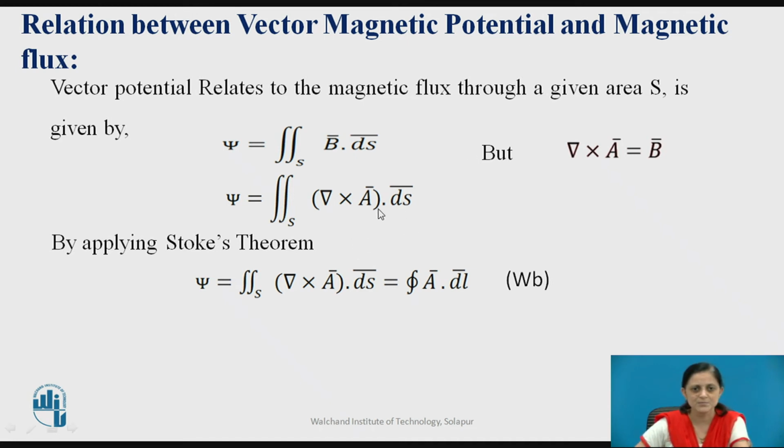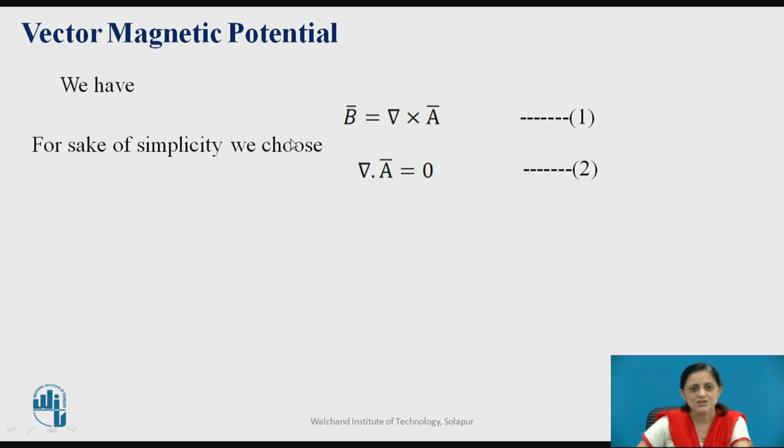This equation can be written as a single integration over the closed length, A bar dot dl bar, where the magnetic flux has the unit Weber. So if the surface integration gives psi, it can be equated to the length integration of A bar dot dl bar. So psi is equal to the closed integral of A bar dot dl bar. Now we know that B bar is given by del cross A bar; call this equation number 1. So we'll now define the vector magnetic potential equation.